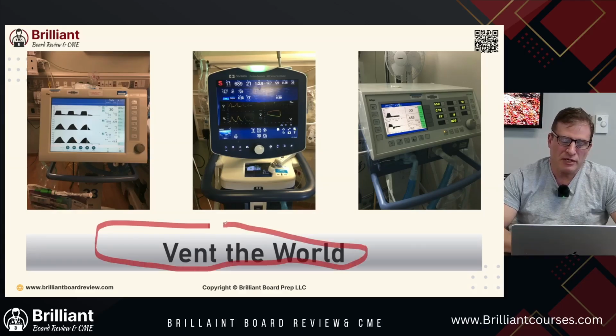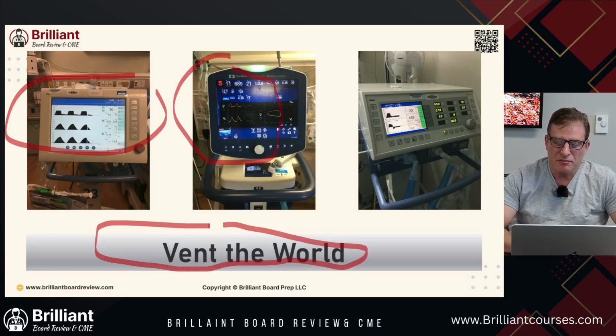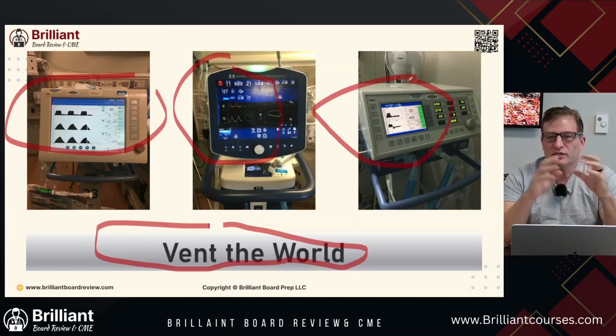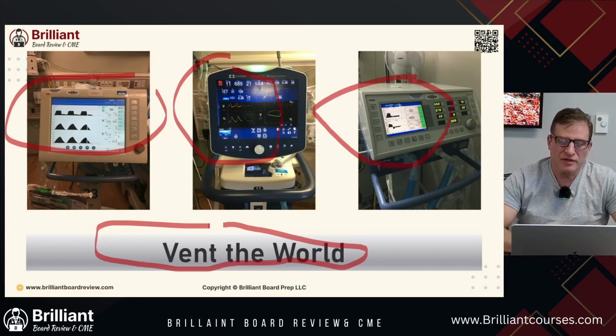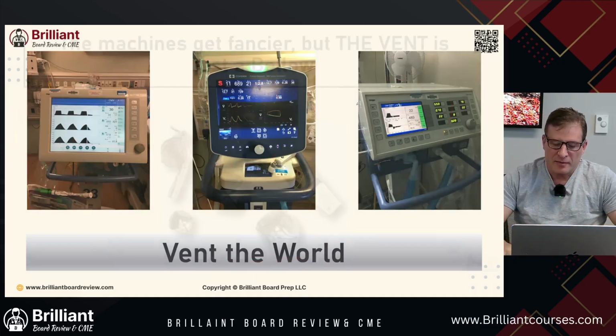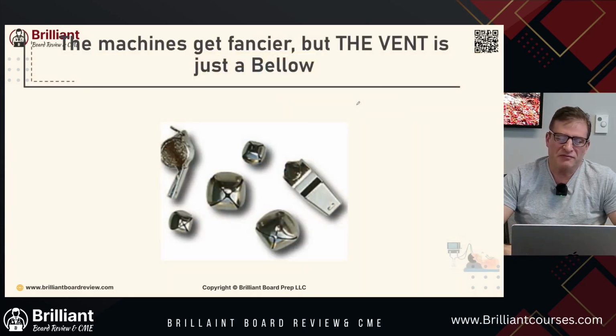Now, we can see right here that there are all different types of ventilators, but they all do basically the same thing. The reason they're all different is because somebody wants to make money. They have a great idea how to make the interface easier to use, with these GUI interfaces so that it looks prettier, but these actually can be helpful in taking care of the patients. But the basic module is the same: you're getting air in, getting air out, you're doing gas exchange. The machines get fancier, but the vent is just a bellows.